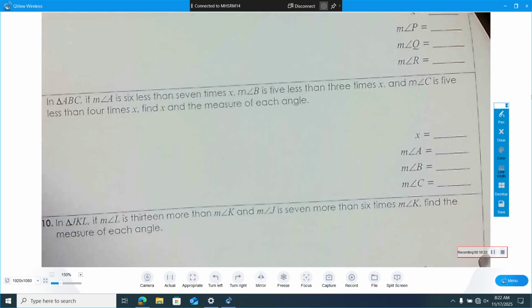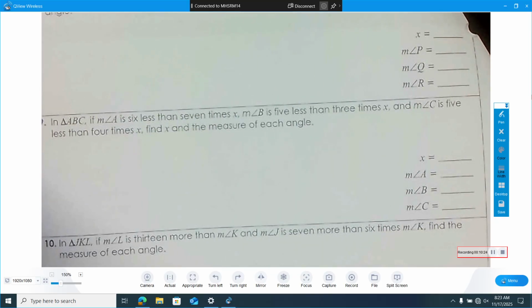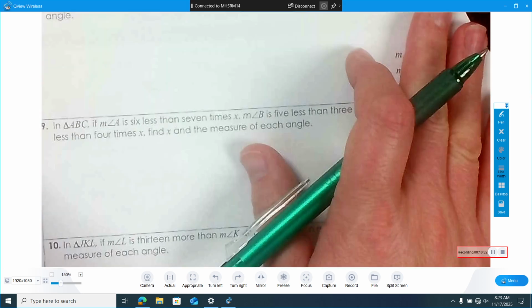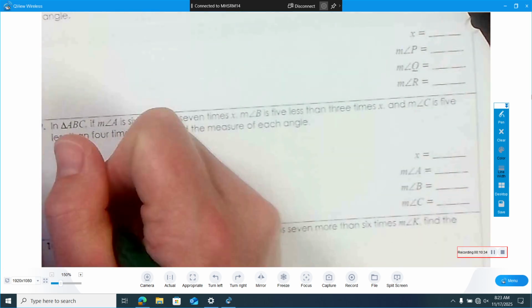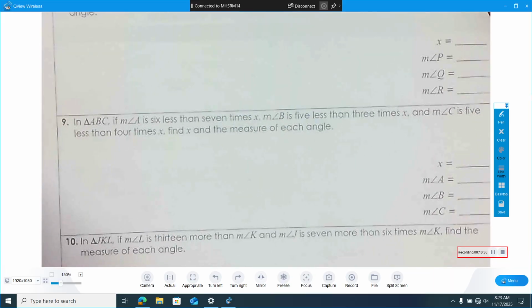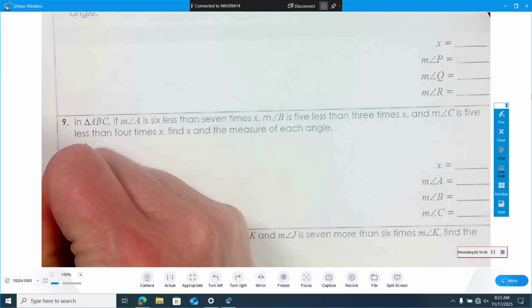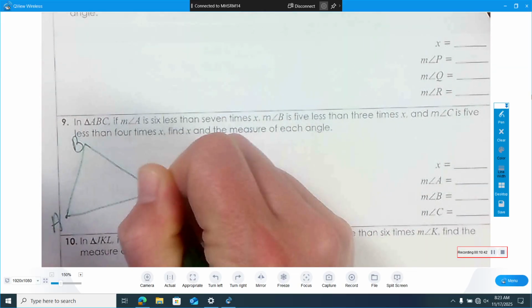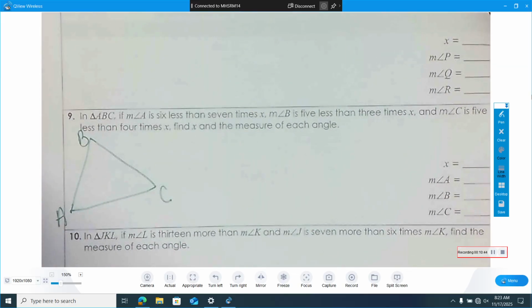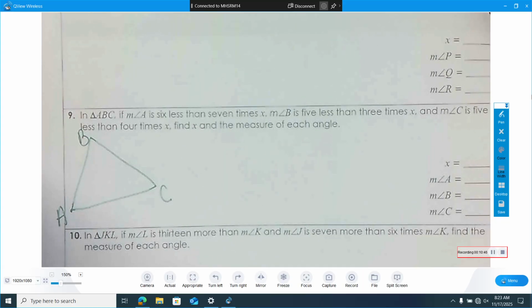So here, on the back side, they haven't necessarily given us a triangle. So if they didn't give us a picture, what can we do? Make one, absolutely. So I'm going to look at number 9 here. On number 9, I don't have a triangle. It does not matter what your triangle looks like. I'm just going to go ahead and make a triangle ABC.